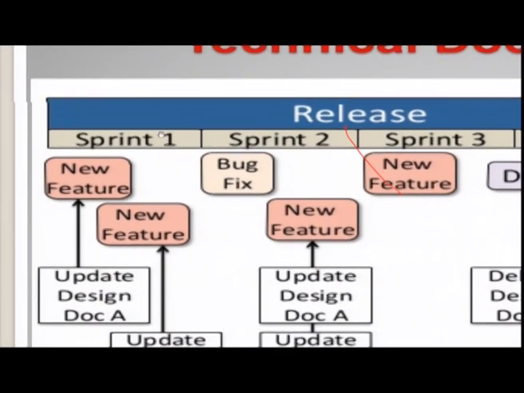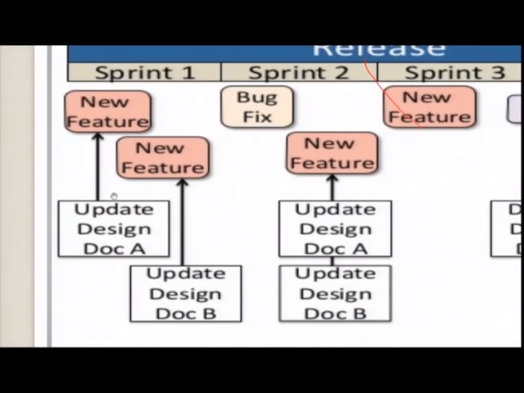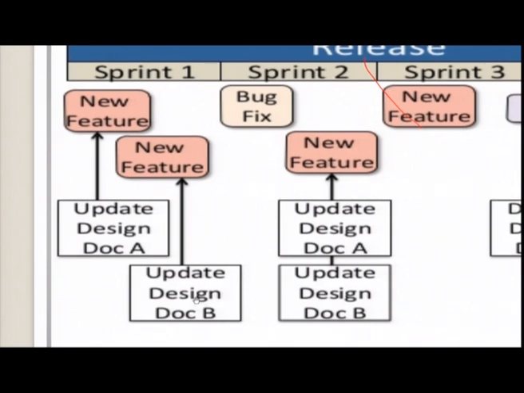So at the end of each and every sprint we are supposed to deliver a small feature. When a feature has been delivered, what do we do? We update the design and we create a document, and we name the document as document A. If one other feature is created in the same sprint, we update the design, we create a document called document B. So this is what we do in sprint 1.